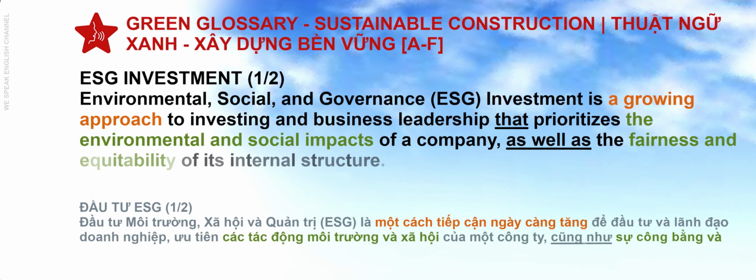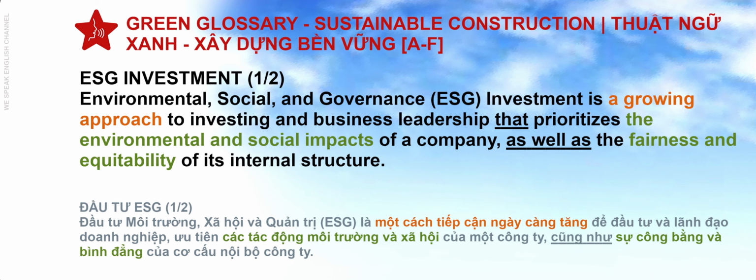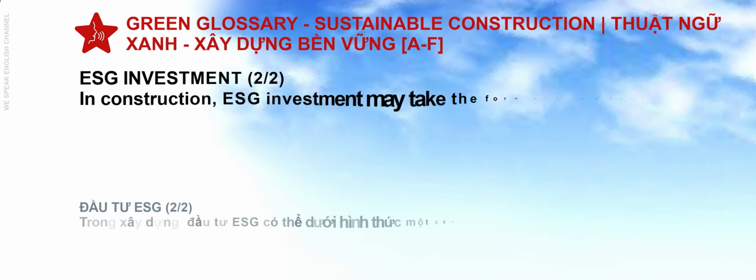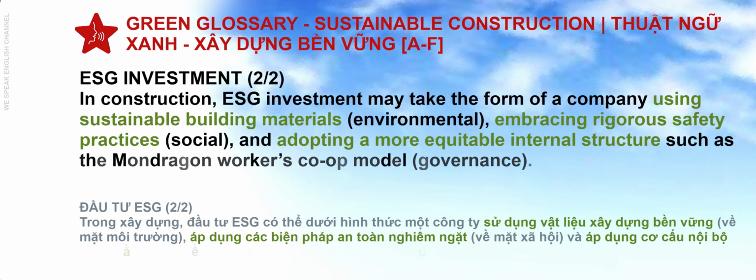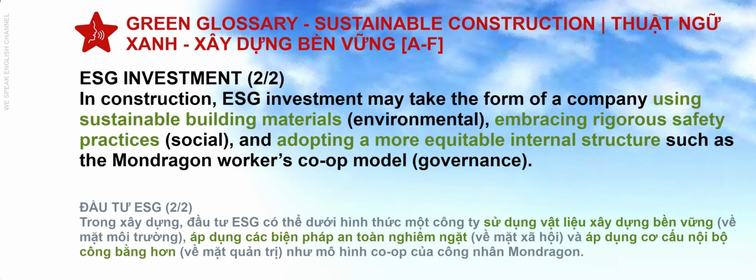ESG investment. Environmental, social, and governance investment is a growing approach to investing in business leadership that prioritizes the environmental and social impacts of a company, as well as the fairness and equitability of its internal structure. In construction, ESG investment may take the form of a company using sustainable building materials, embracing rigorous safety practices, and adopting a more equitable internal structure such as the Mondragon Workers' Co-op model.